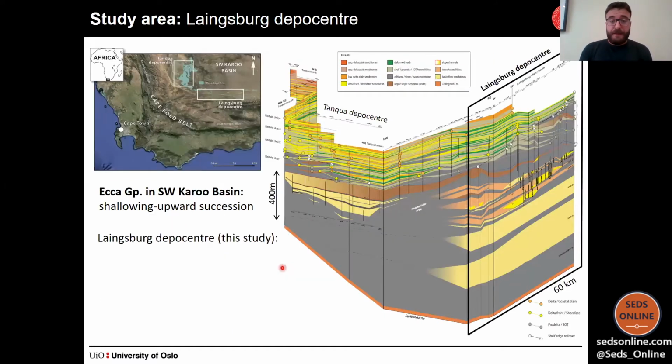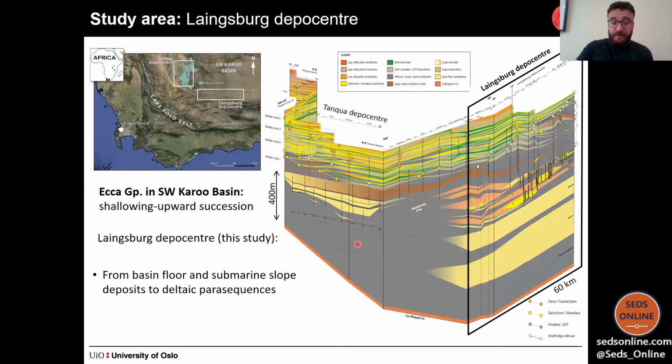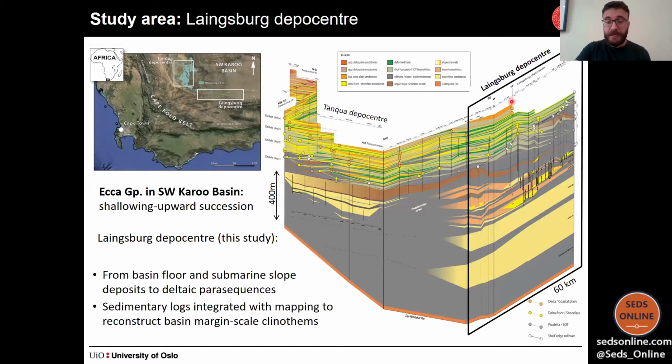So again, this is the Laingsburg Depocentre to the east of the study area. Again, I will remind you: basin floor fans, sand-rich submarine slope deposits, and deltaic parasequences. And here we have several sedimentary logs that are integrated with mapping. Here we can reconstruct basin margin scale clinothems, and in these clinothems, we can see the positions of several interfaces like the shelf edge rollover.